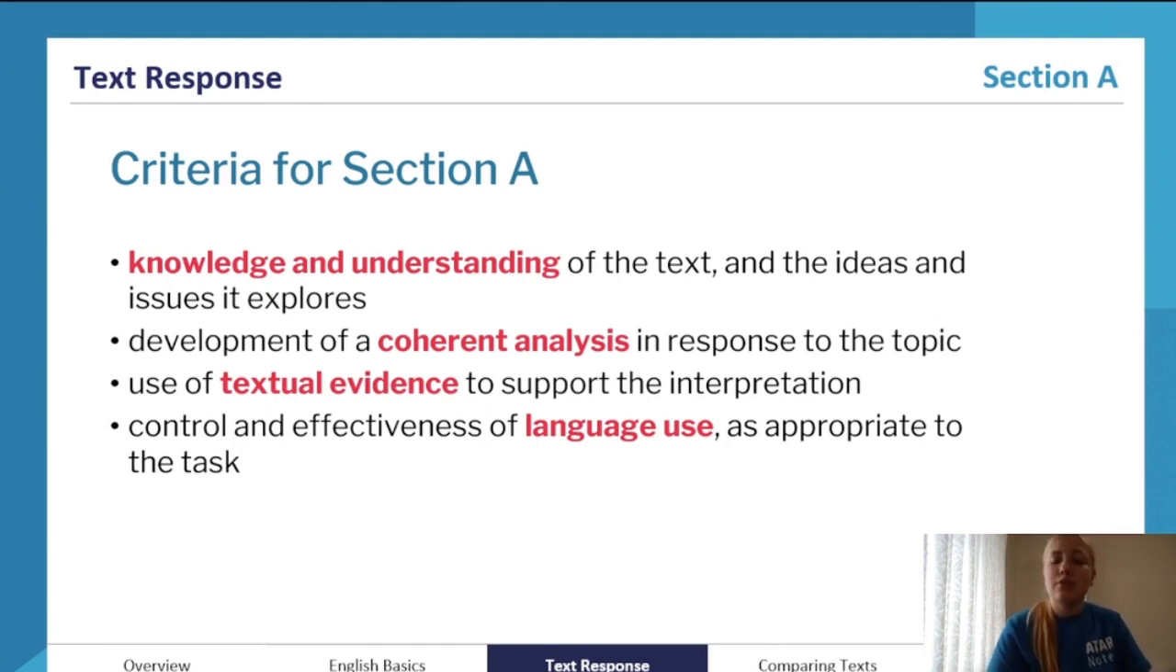Use of textual evidence to support the interpretation. This is about the quality of your quotes and the evidence that you use. So this is exactly why you should have genre-specific literary devices, analyze structural features, and not just character and plot analysis. And the control and effectiveness of your language use as appropriate to the tasks.